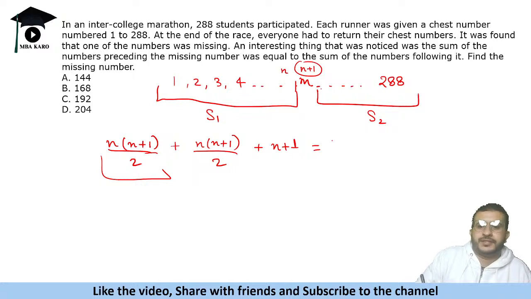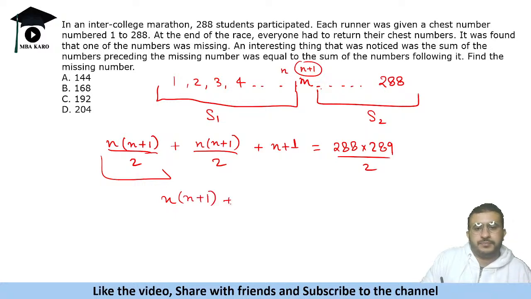So this sum is equal to 288 into 289 by 2. Okay, now if you add this, this becomes n plus 1 and plus n plus 1. So can we say that n plus 1 is common? So n plus 1 is common. This is 1 and this is 1. So n plus 1 का whole square हो गया.